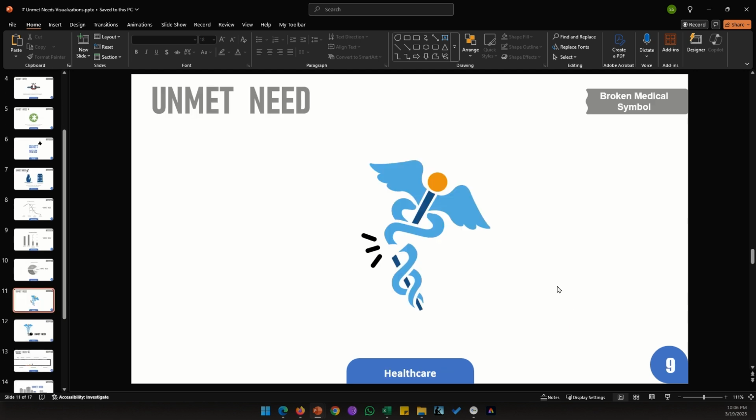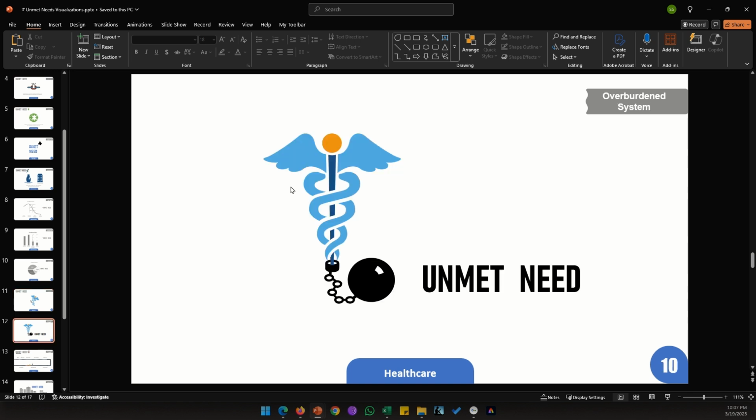The ninth one we have is a healthcare visualization. This is a caduceus which has been broken. This symbolizes broken healthcare system. You could also have a plus medical symbol and maybe have a crack going across it. That could also work here.